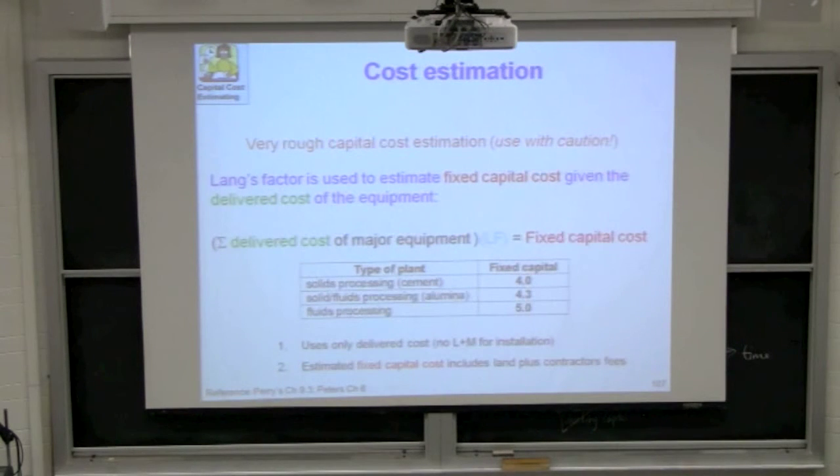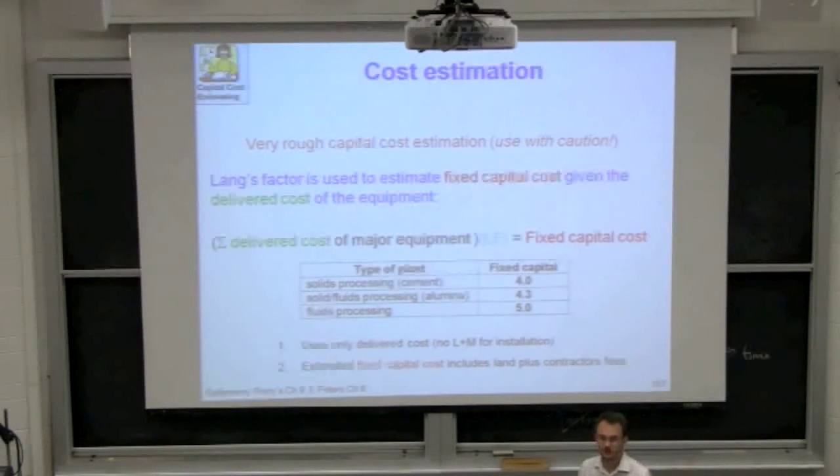They're operated at higher temperatures and pressures. In solids processing plants, we typically deal with solids at ambient conditions. So all of those reasons lead to higher costs for fluids processing. Higher temperatures, pressures, corrosion becomes an issue. Okay. So fluids are more costly to deal with.